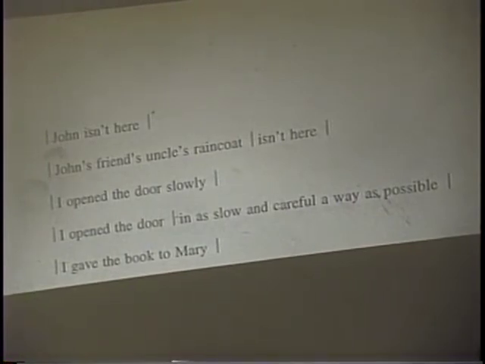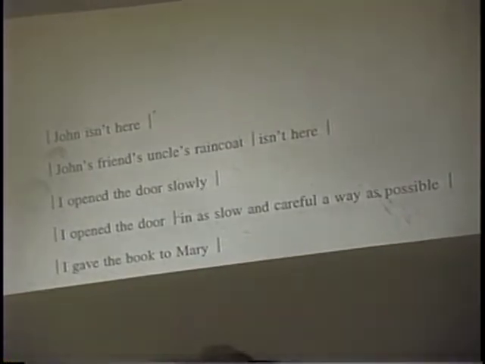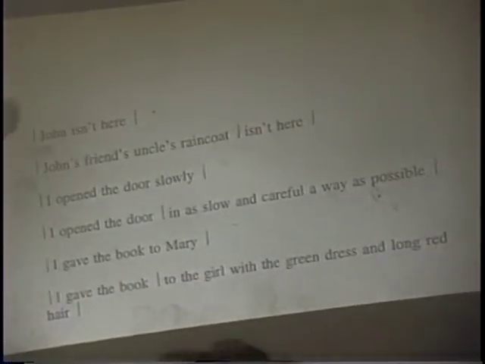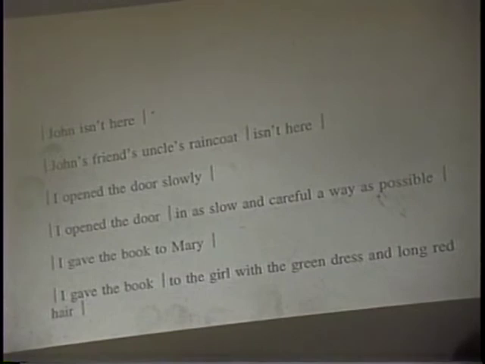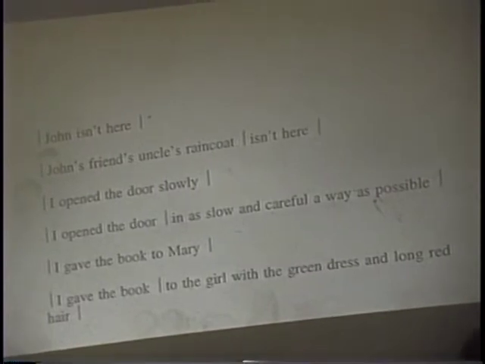If I make to Mary more complicated by making it longer and having more words in it, then we might come up with something like this. I gave the book to the girl with the green dress and long red hair. Okay? It's more likely that I will have two word groups in that and split the complicated bit off from the rest.